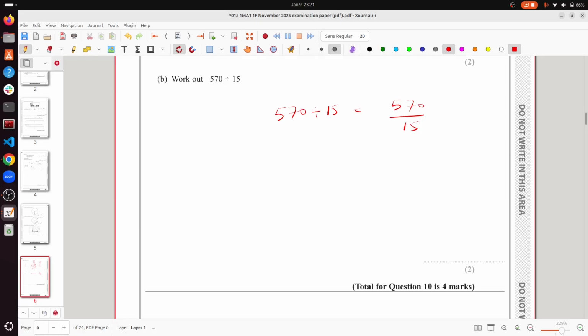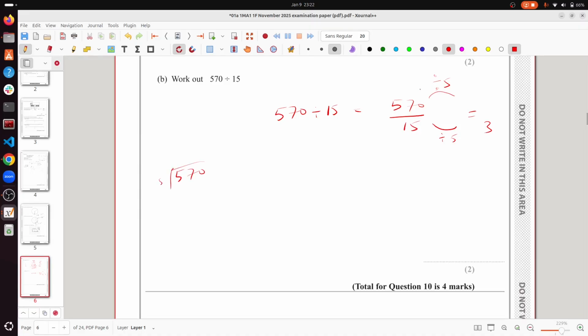So we can see that both of them will be in the 5 times table, because this ends in 0 and this is 15. 15 is in the 5 times table. So I'm going to divide here by 5 and divide here by 5. That will give me 3. 15 divided by 5 is 3. And then 570 divided by 5, we can do that now step by step because it's an easier division to do.